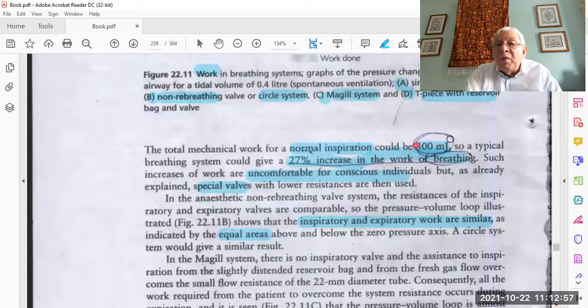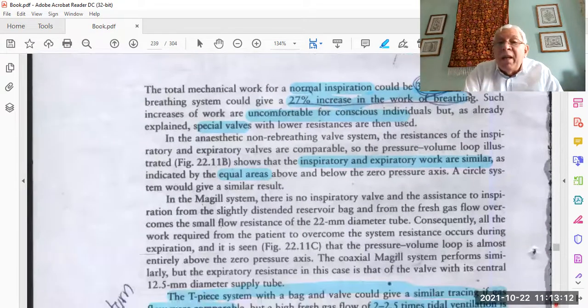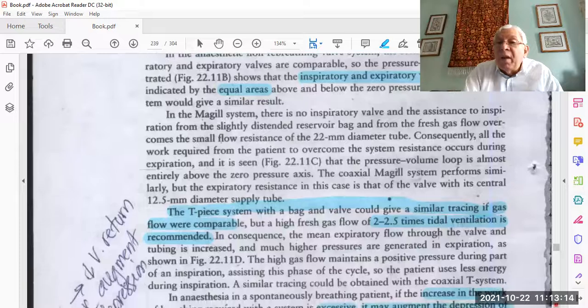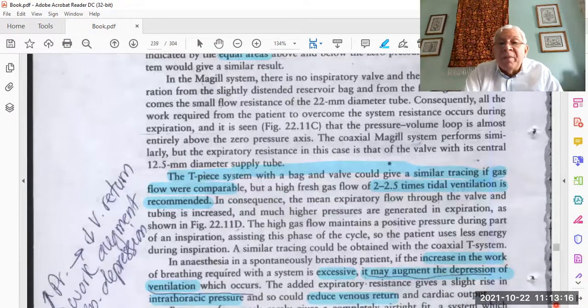This is the norm, as we said before, the normal respiratory rate during normal breathing. And during using the circuits, there is around a 27% increase in the work of breathing. So all this must be put in consideration during utilizing a controlled ventilation with such a system.